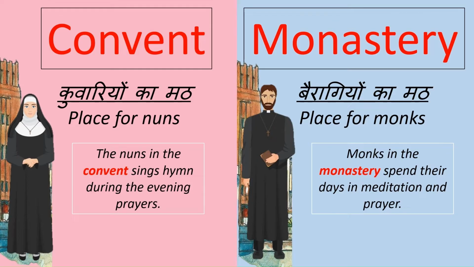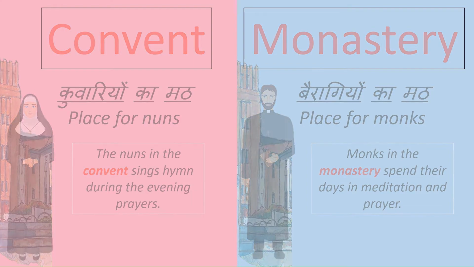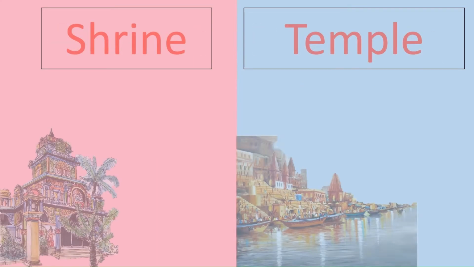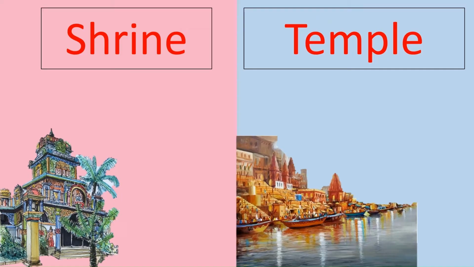Let's use them in sentences. The nuns in the convent sing hymn during the evening prayers. Monastery. Monks in the monastery spend their days in meditation and prayer. With this, we'll move to the upcoming pair of words, which are shrine versus temple.